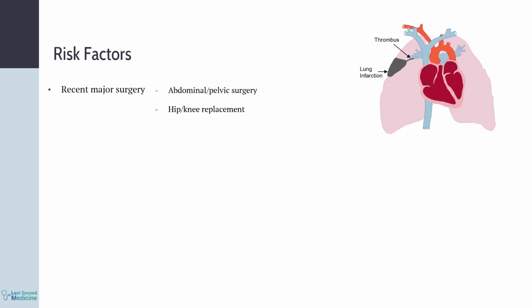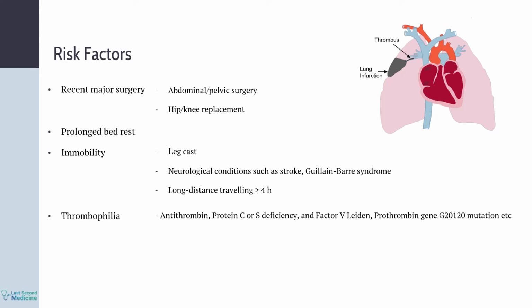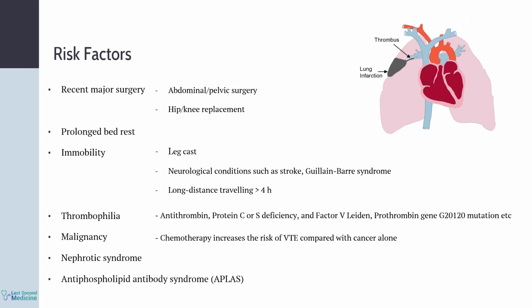These factors include recent major surgery, especially abdominal or pelvic surgery, or hip or knee replacement. Prolonged bed rest. Immobility, for example due to leg cast, due to neurological conditions such as stroke, Guillain-Barré syndrome, or immobility during long-distance traveling of more than 4 hours duration. Thrombophilia, for example, antithrombin, protein C or S deficiency, and factor V Leiden, etc. Malignancy. Anti-cancer chemotherapy increases the risk of VTE compared with cancer alone. Nephrotic syndrome. Antiphospholipid syndrome.